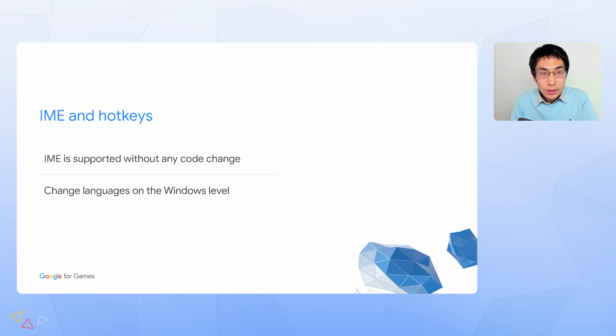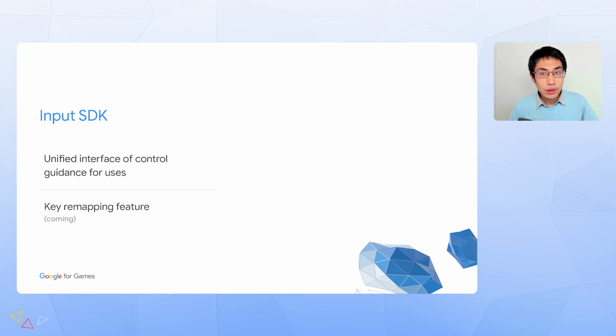Left Alt plus Shift are usually used for changing languages, and toggle IME hotkeys could be very different in different languages. Using the same hotkeys for game control will enable IME unintentionally. Meanwhile, if a game implements keyboard control and complicated mouse control, the Google Play Games Input SDK provides a unified interface from which players can discover the mouse and keyboard bindings for any game they wish to play on Google Play Games, and the key remapping feature is coming.